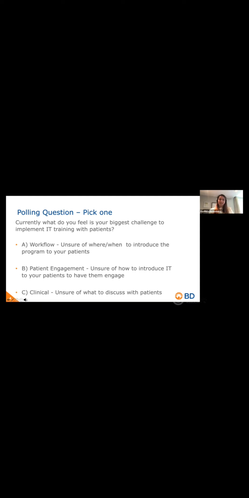There you go. Awesome. So it seems like number 2 was the one that people find the most challenging, patient engagement, how to introduce it and actually have patients want to proactively take part in their diabetes management and engage in injection technique. And then number 2 seems like it's workflow, just figuring out where in the workflow to introduce the program and who should introduce the program. So hopefully through this module, we'll hit some of these topics and answer those for you. All right, I'm just going to close this off my screen.